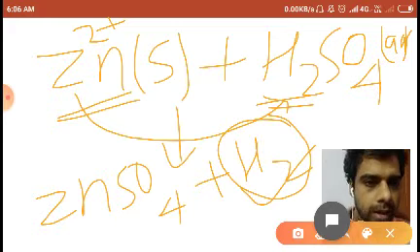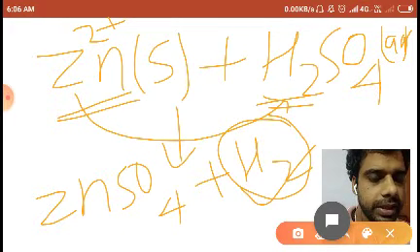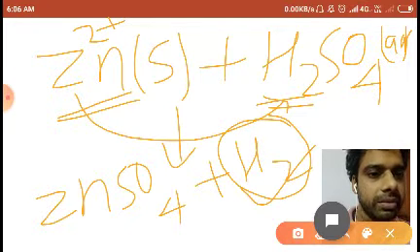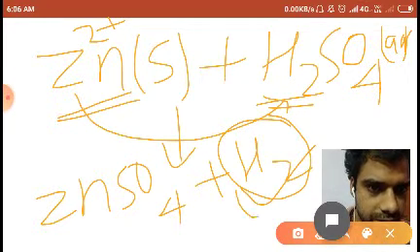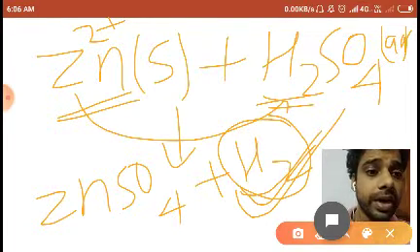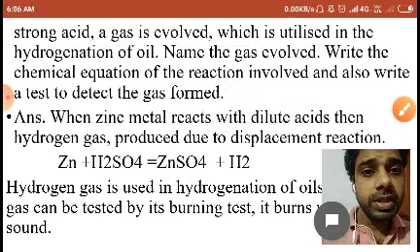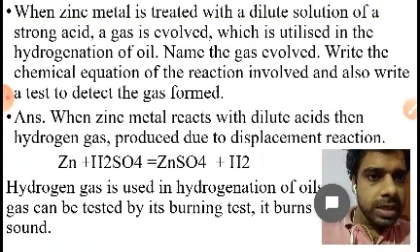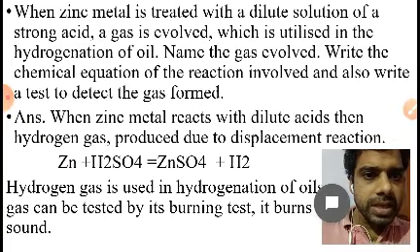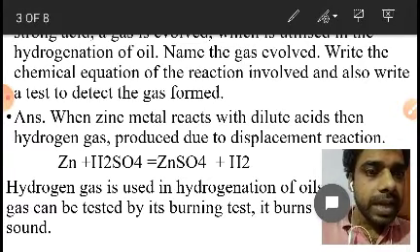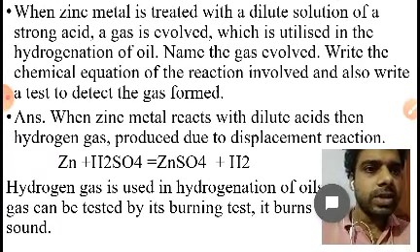Okay. In the next part of the question you will read that this gas is used in the hydrogenation of oil. They are actually giving a hint. So dear students, hydrogen gas is used in the hydrogenation of oil. Once again, when zinc metal is treated with a dilute solution of a strong acid, a gas is evolved. That gas was hydrogen gas, which is utilized in the hydrogenation of oil. Name the gas evolved. Yes, that is hydrogen gas, you write.